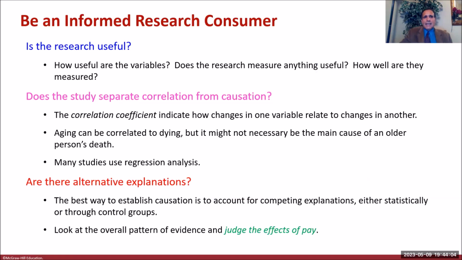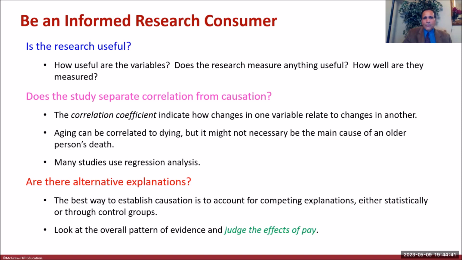Ultimately, the key is for you and I to be informed research consumers. As masters of business and masters of the human resource profession, when we read something that is published as a journal article or in a textbook, we should question it. Is the research useful? How useful are the variables? Does the research measure anything useful for you and I in the workplace today? How well are they measured? Does the study separate correlation from causation?